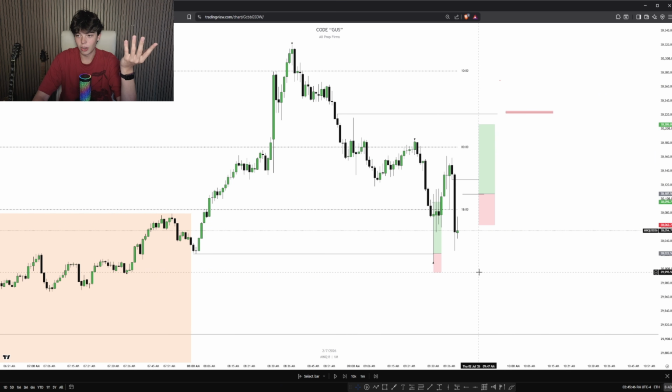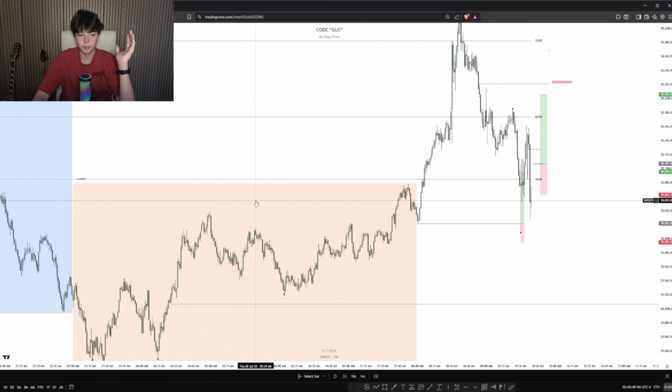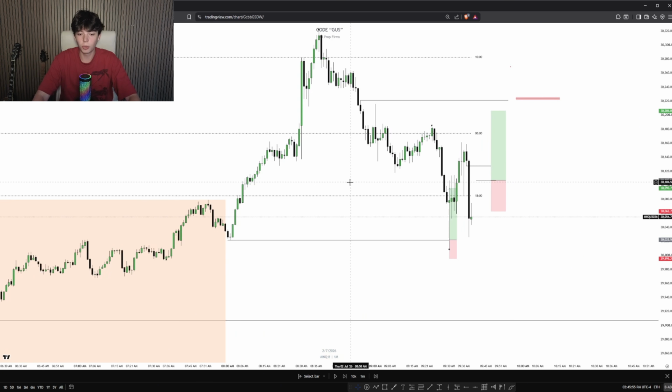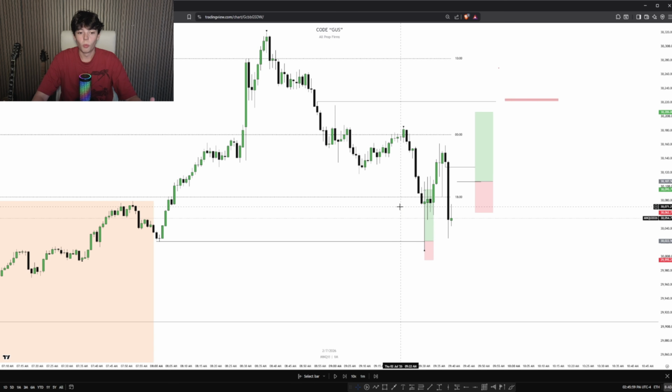I'm not really counting on it because we already set in a good manipulation, because the manipulation was an actual important level. It was an hourly fair value gap, a very important draw on liquidity. What I did here is I thought, okay, well, what other concepts do I know that show where price could reverse without sweeping a level? And the only one is a rejection block. I don't use these like crazy, but for the past week, they've actually been playing out pretty well.